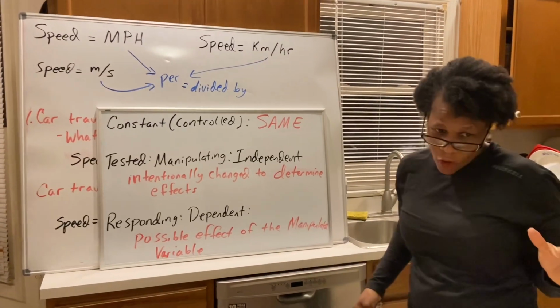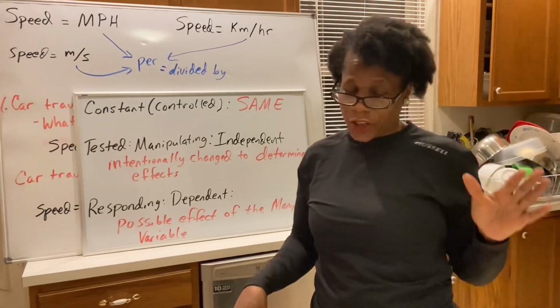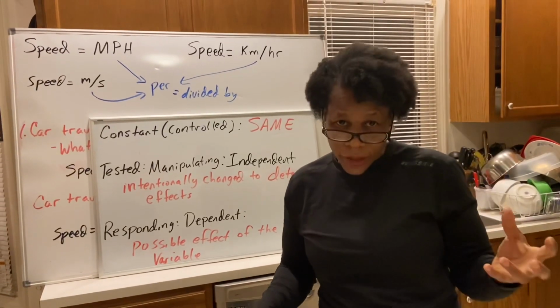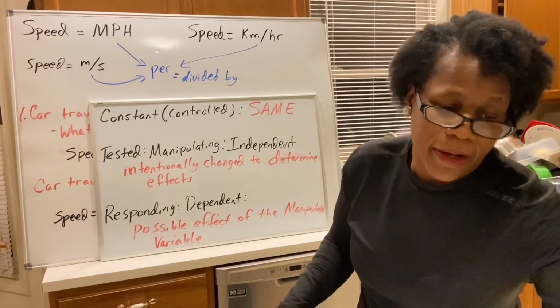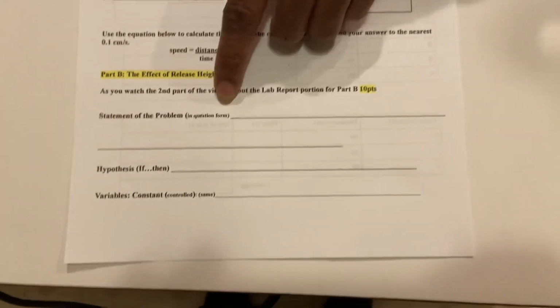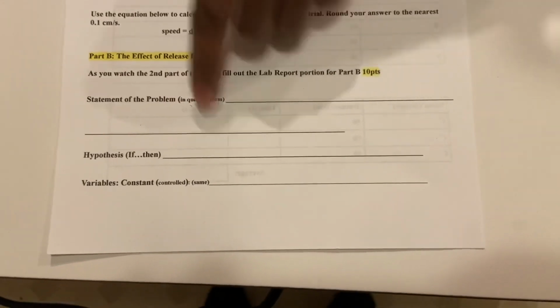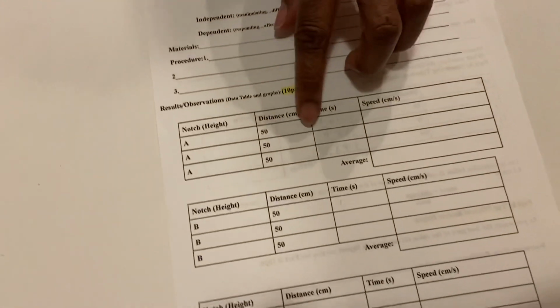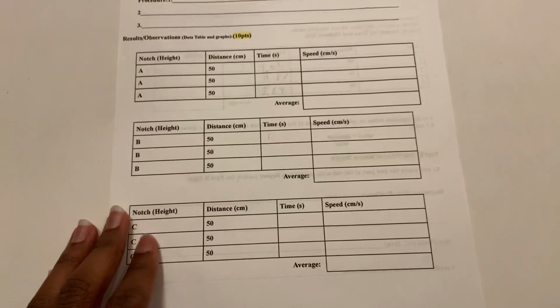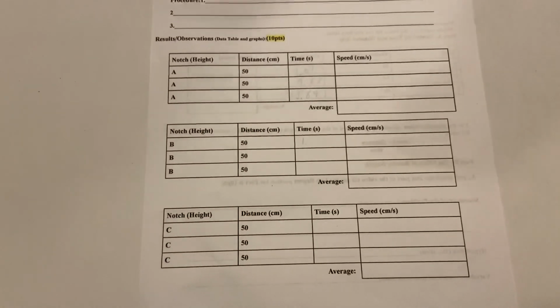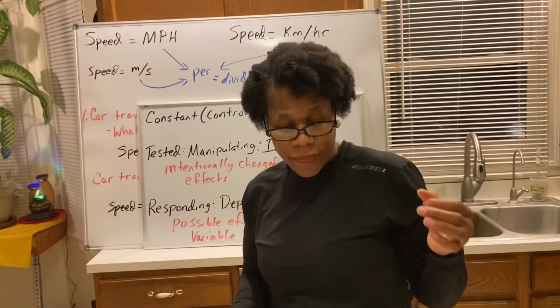I'm not going to go over that with you because we have done several labs this year already. You should be able to identify the statement of problem. You should be able to write the hypothesis, the if-then statement, and also the variables. Now we're going to talk about the second part of our experiment, part B, the release height. How does the release height affect the speed?